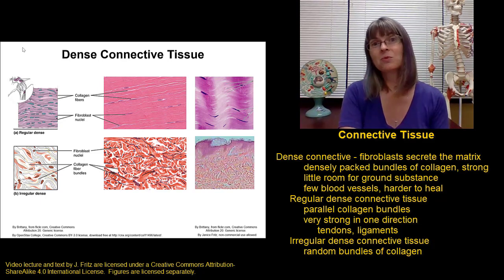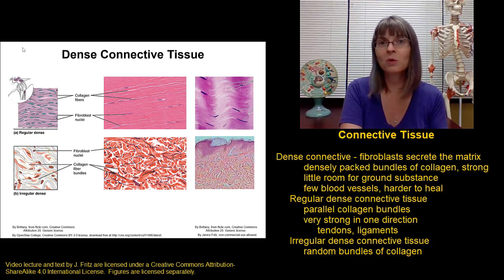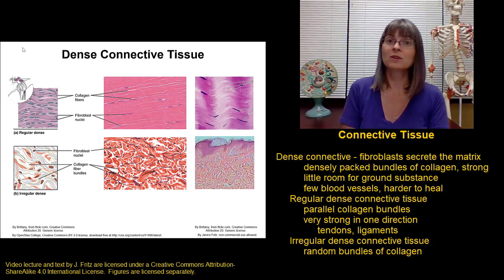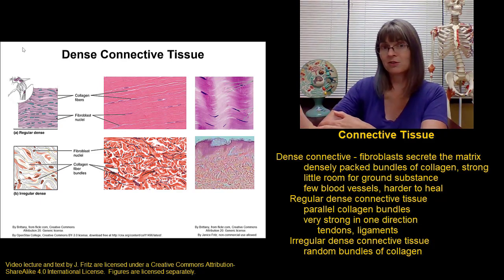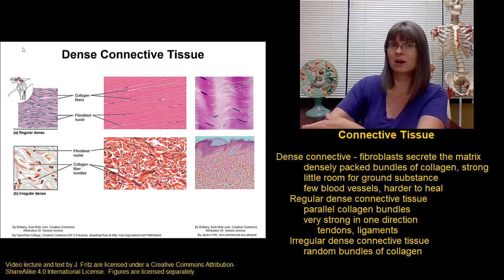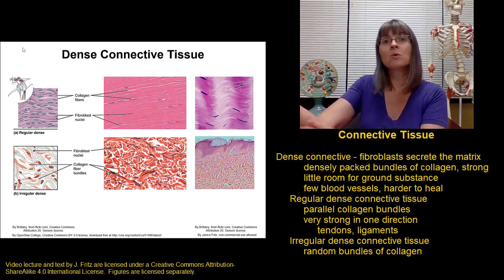We find dense regular connective tissue in areas that experience a lot of force in one direction. This is a common tissue in your tendons and ligaments. Tendons are what are connecting your muscles to the bones, and they're going to experience force in one direction, the direction of that muscle contraction. And ligaments connect bone to bone.